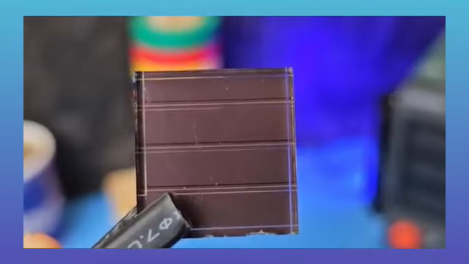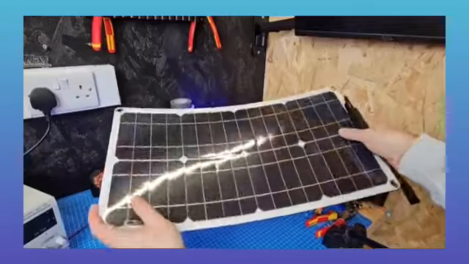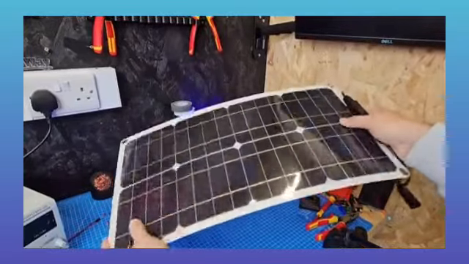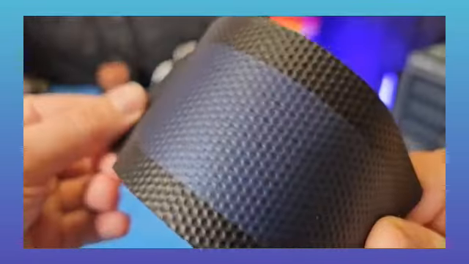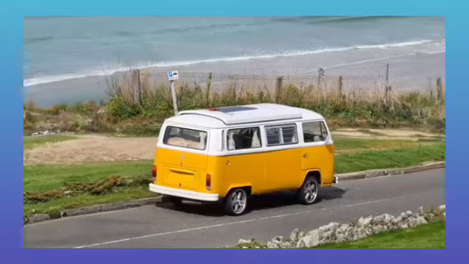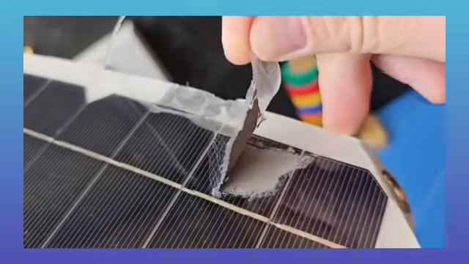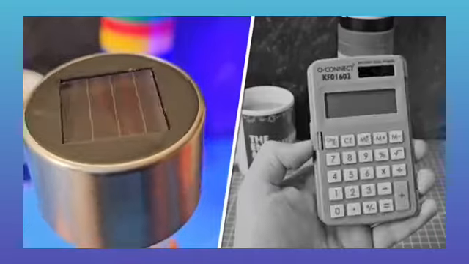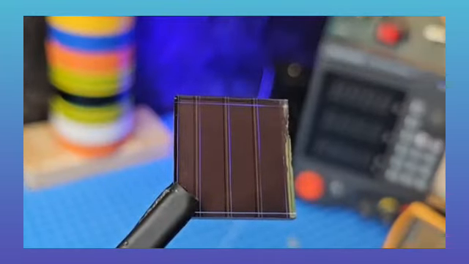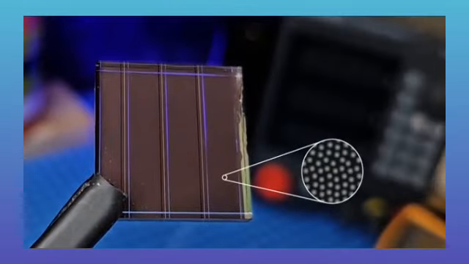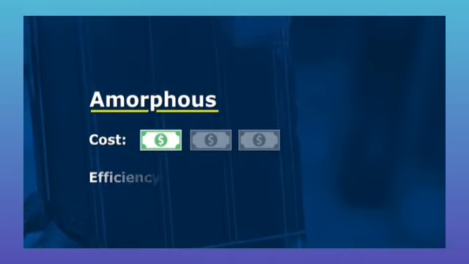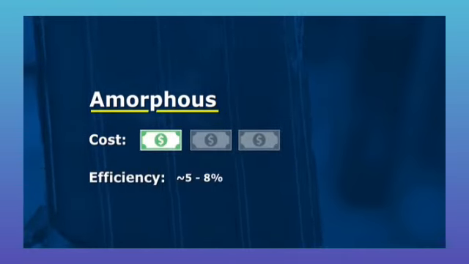We can also get thin film types. This monocrystalline version is flexible, and so is this polycrystalline version. These are often used for curved roofs of vans and boats. It has a shorter lifespan and is less efficient. This garden light and this calculator use thin film amorphous silicon, which has this brown color. The atoms have a random structure with no defined pattern. They are very cheap to produce, but only around 5 to 8% efficient.